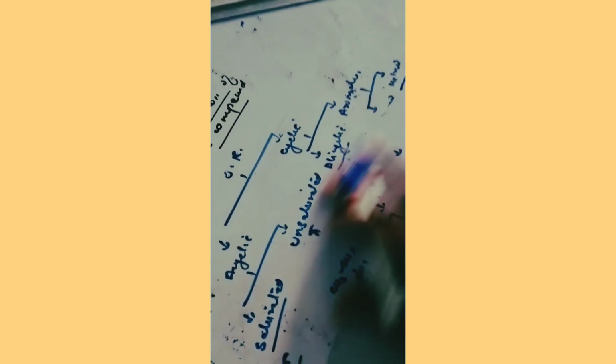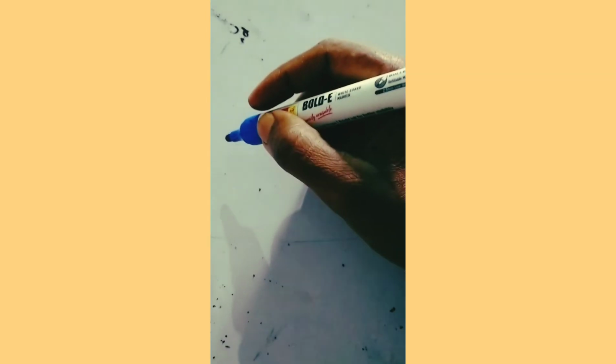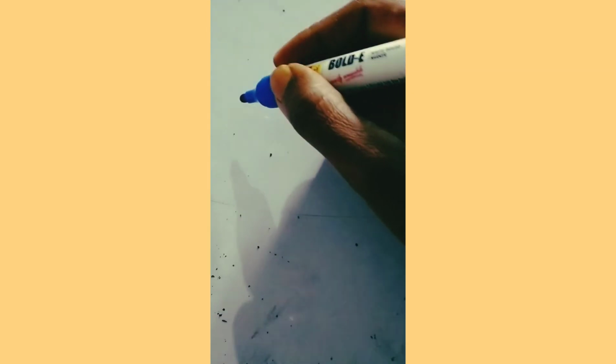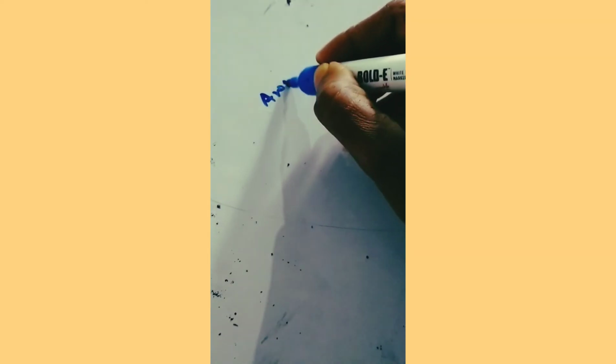So this is the simple classification of organic compounds. I think you will learn from all types of organic compounds. The next part we will discuss here is aromatic compounds.